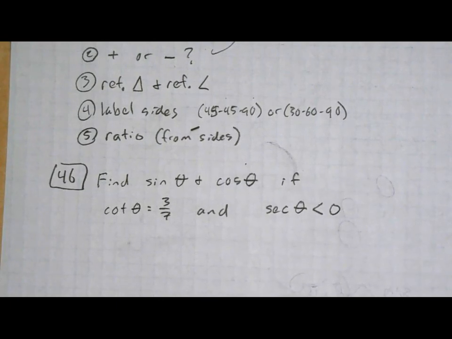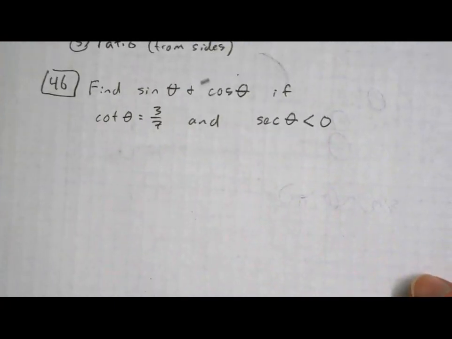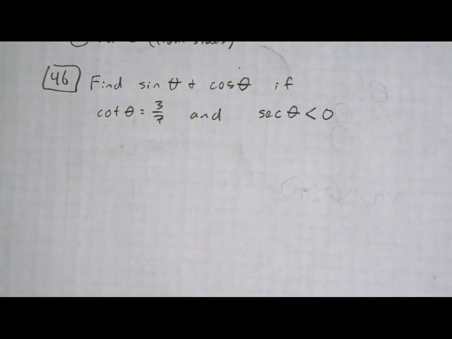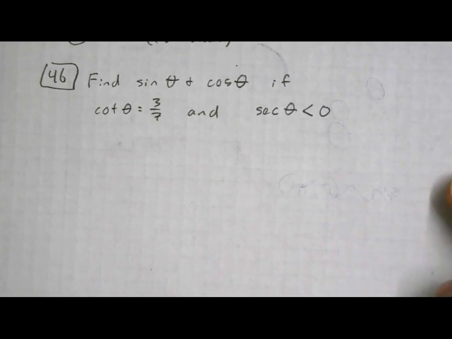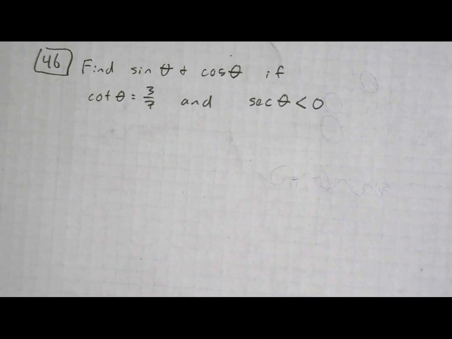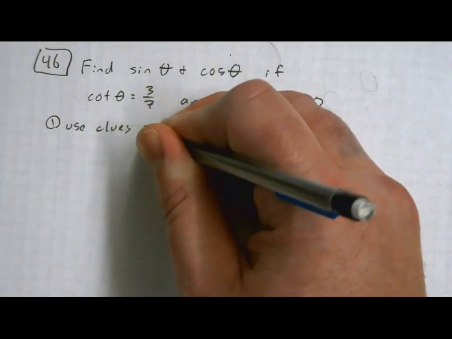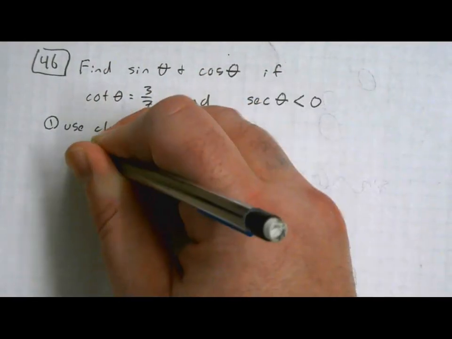I'm going to give you some step-by-step for this too. Now the step-by-step for this is almost identical to step-by-step for what we just did. The big difference is we don't have an angle. We don't even know what quadrant it's in. But we got some facts about the quadrant. So that's going to be step 1, is use clues to pick a quadrant.